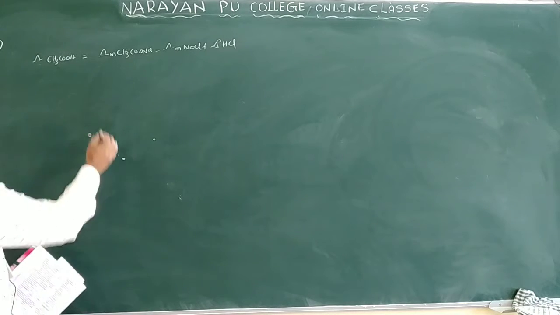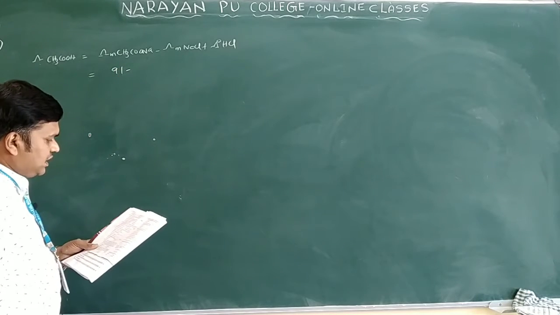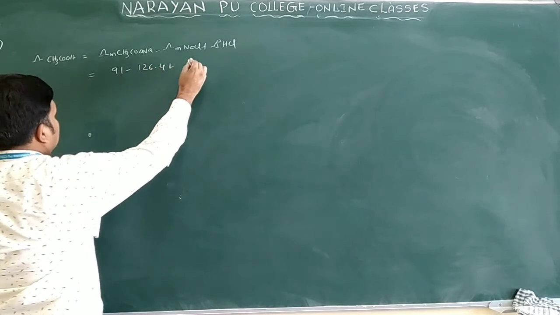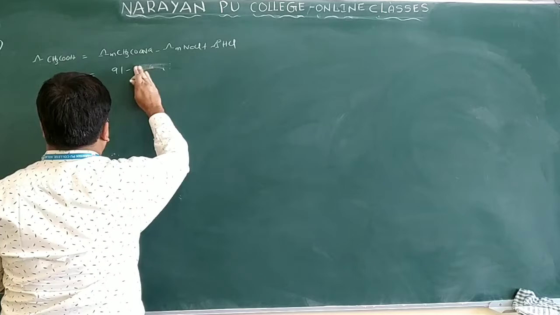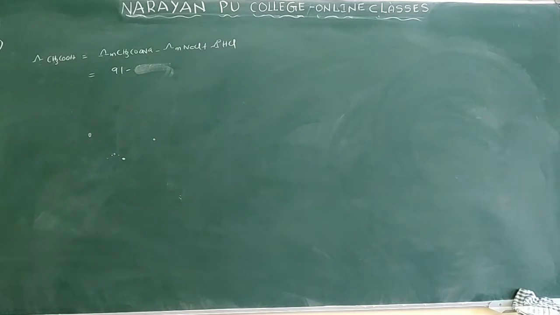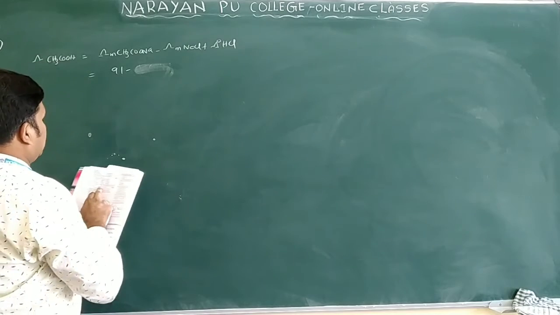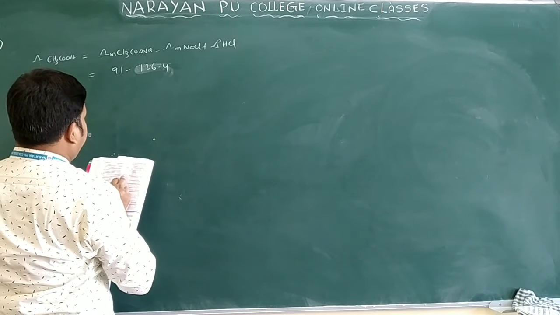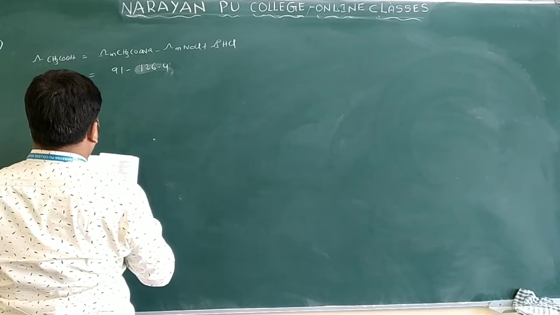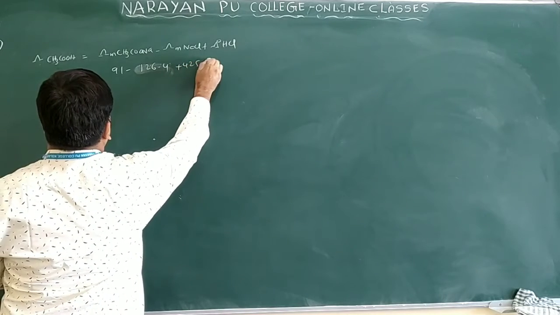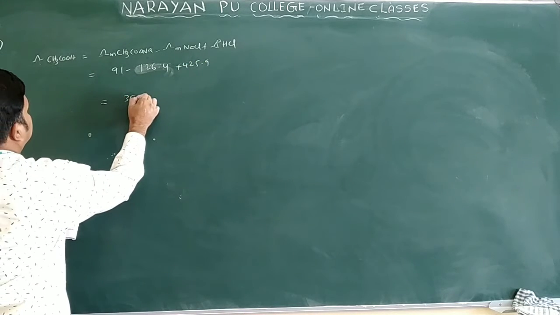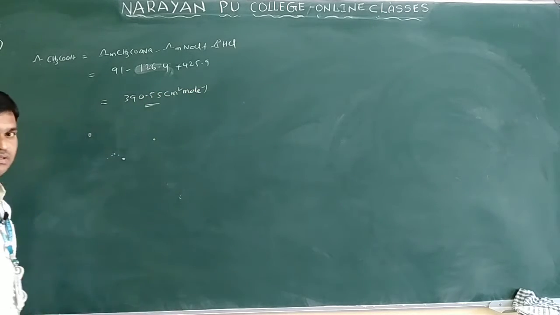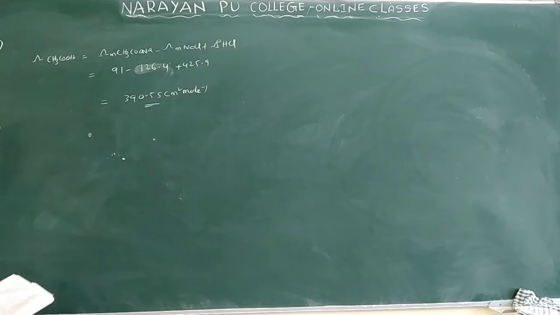In the statement, we have 91 minus NaCl 126.4 plus HCl. Limiting molar conductivity of NaCl, how much? It is given, 126.4, and sodium acetate is 91. HCl, how much? We have 425.9. So altogether we will get 390.5 Siemens centimeter square mole inverse. A direct question.